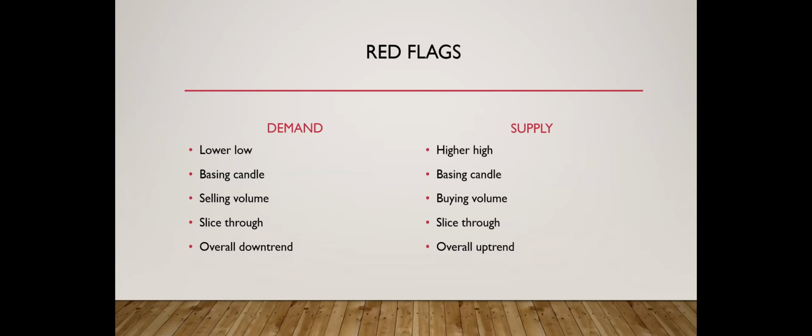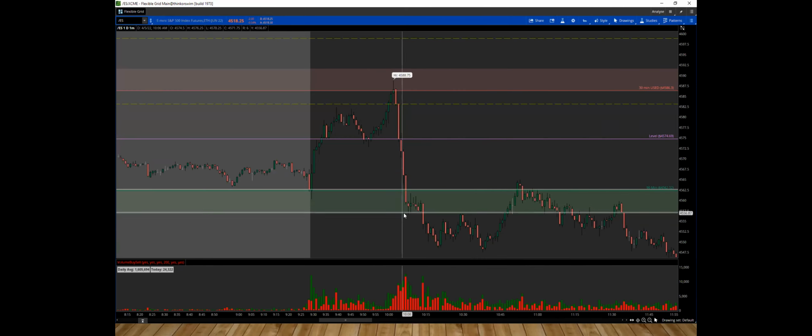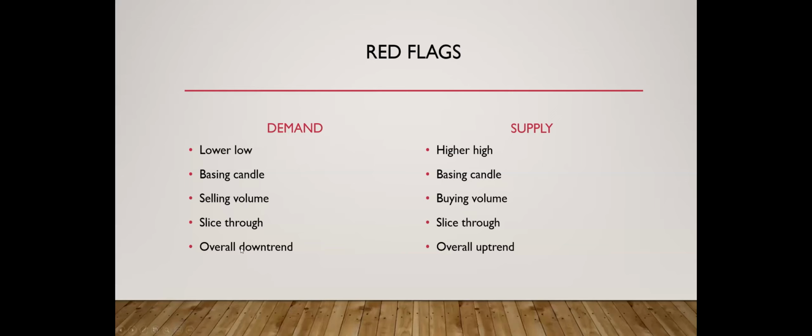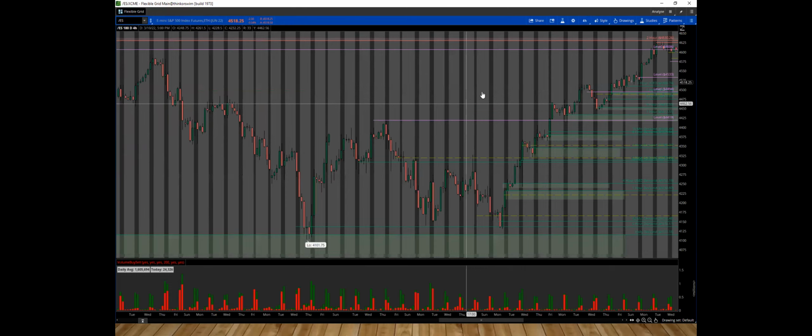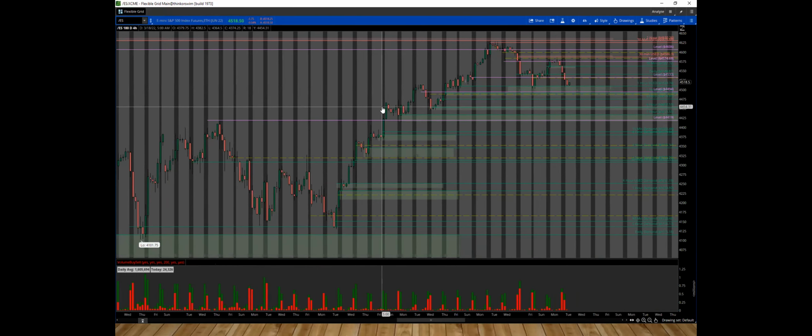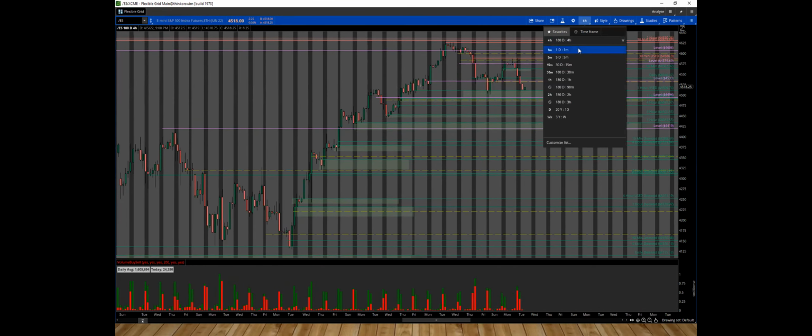And again, slice through. If you just don't see any reversal, like right here, it just slides through. That's another sign that you don't want to get in. Or an overall downtrend or uptrend for supply. Again, exactly what I was saying. If on a higher time frame you're in an uptrend, there's no reason for you to try and play shorts in supply. You're better off waiting for a bounce in demand, and the other way around for supply zones.